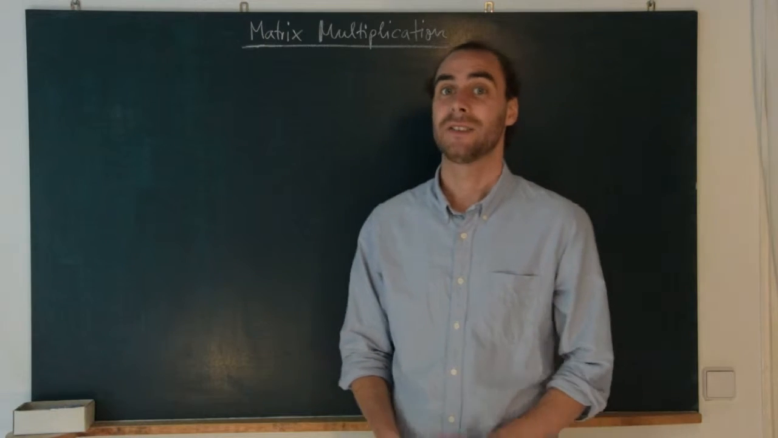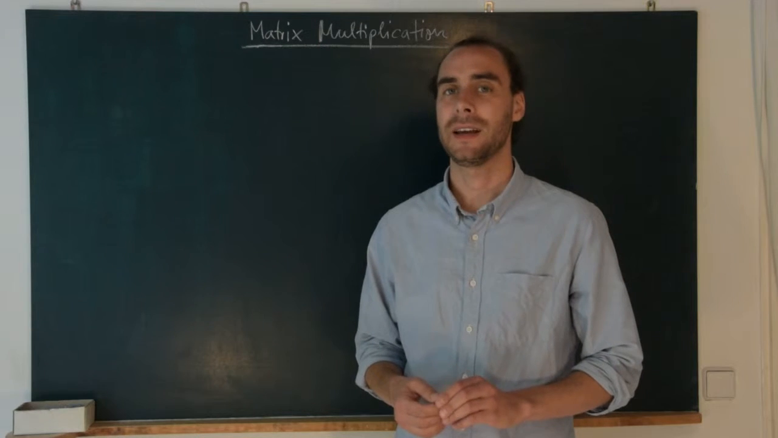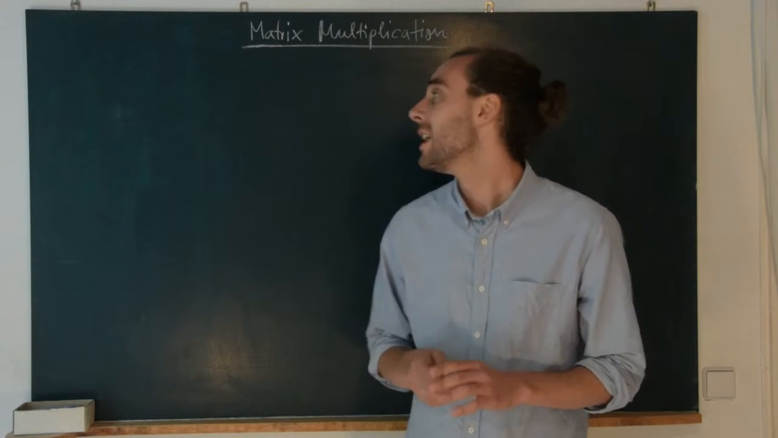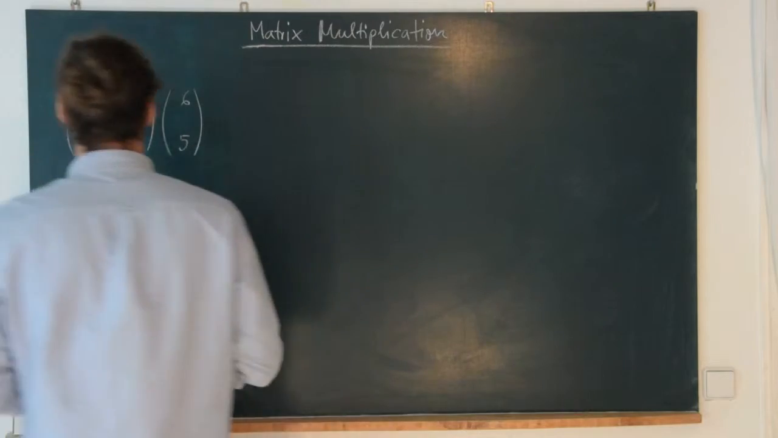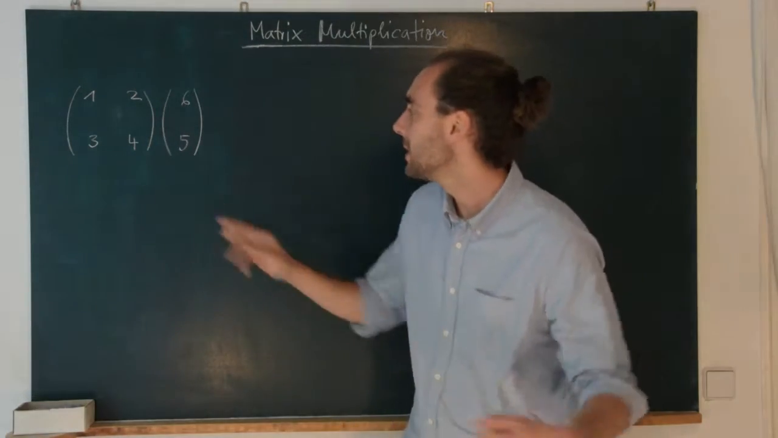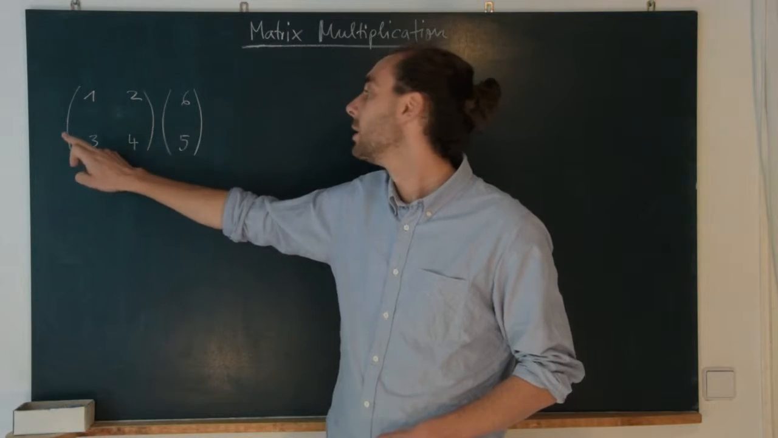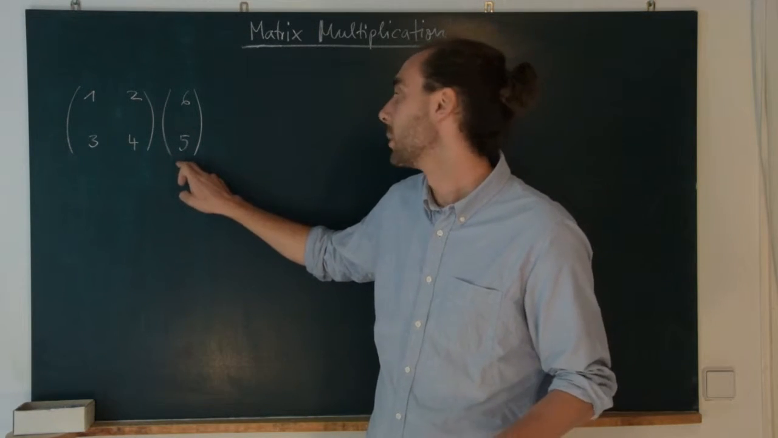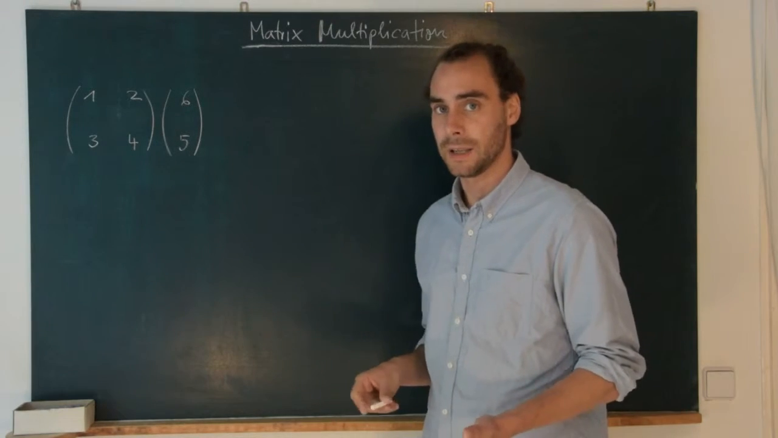Hello! Today I want to show you my favorite way of multiplying matrices with vectors and matrices with matrices. Let's start with an example. Let's say we have this matrix with 2 rows, 2 columns, and this vector, of course, with 2 rows and 1 column. And we want to multiply that.